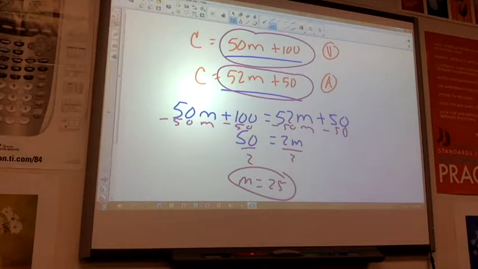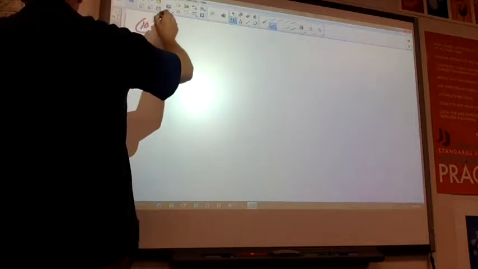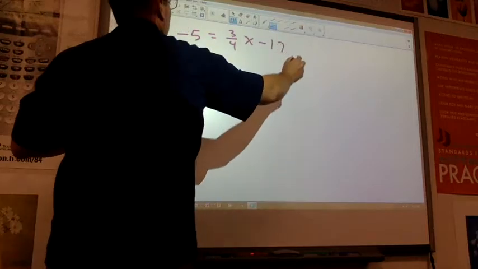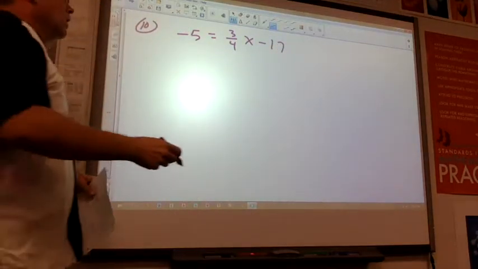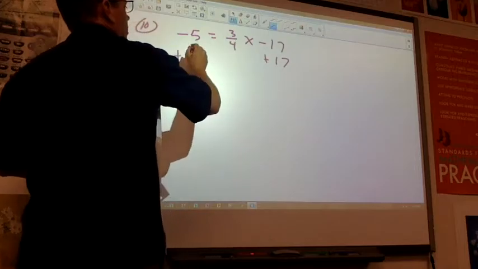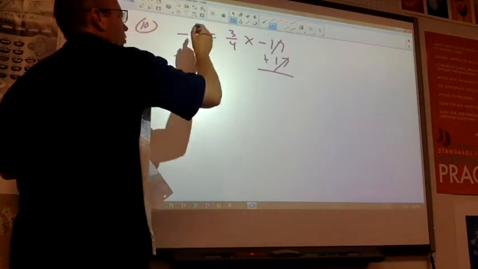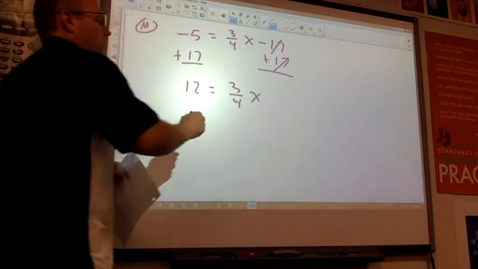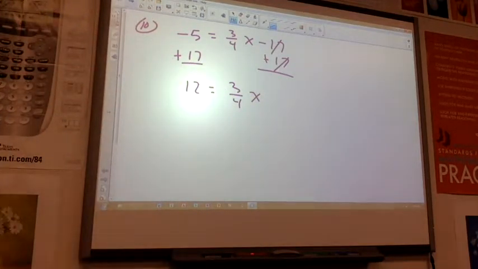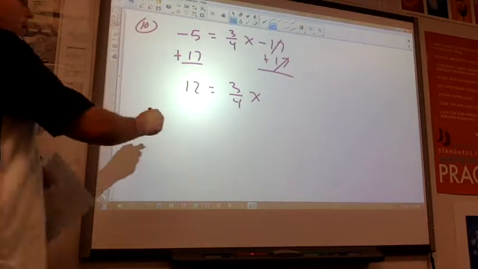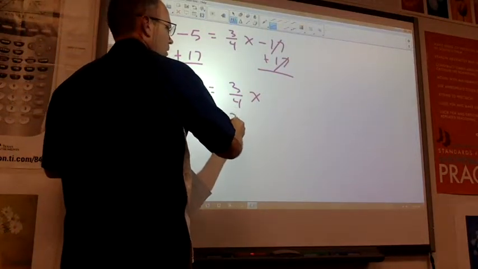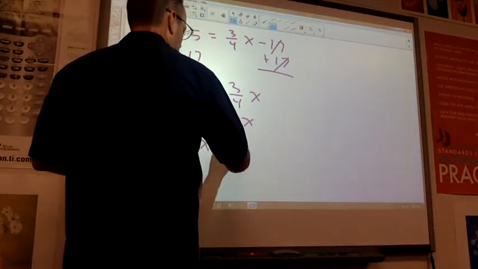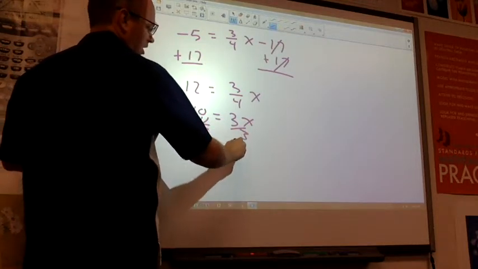Number 10. Let's just do number 10 because that got a little goofy. Number 10. Negative 5 is equal to 3 over 4 x minus 17. I guess I could have cleared the denominator if I wanted to, but this is okay to do so far. That gives me 12 equals 3 over 4 x. Do I have to clear the denominator? I guess I could multiply both sides by 4, so that would give me this. And then divide each side by 3. So divide by 3, that's 16.